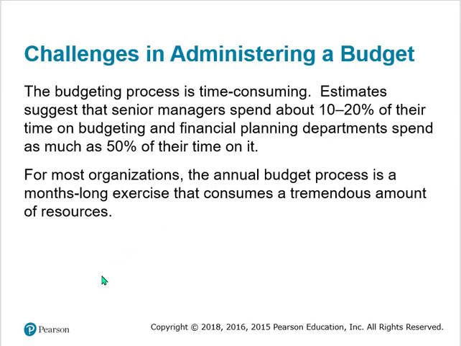And there are several challenges in administering a budget. Among them is the time commitment a thoughtfully administered budget requires. An estimate suggests that senior managers spend about 10 to 20% of their time on budgeting, and financial planning departments as much as 50%. I'd like to see that research. For most organizations, the annual budgeting process is a months-long exercise that consumes a tremendous amount of resources. This is true. But what's also true is that budgeting is continuous. You know, trying to figure out what's happening in the future, especially in managerial accounting. We don't really care that much about the past, only to the extent that it informs the future.